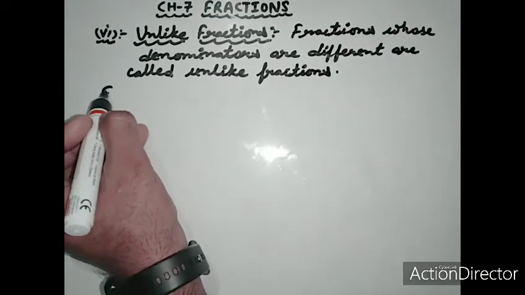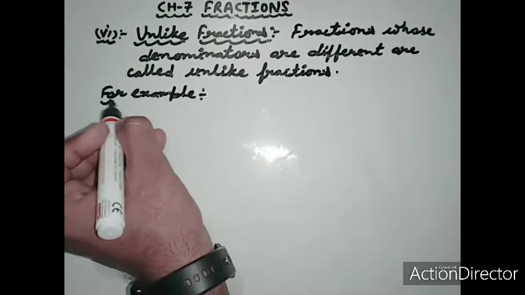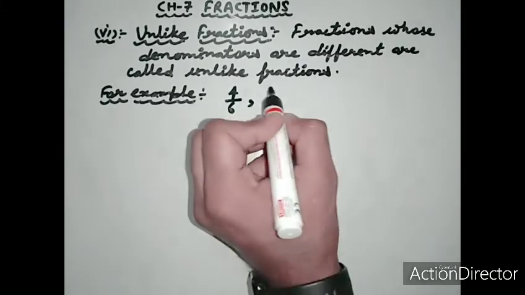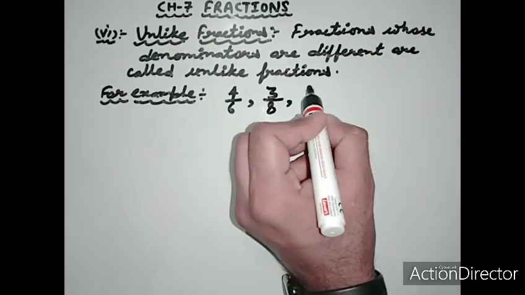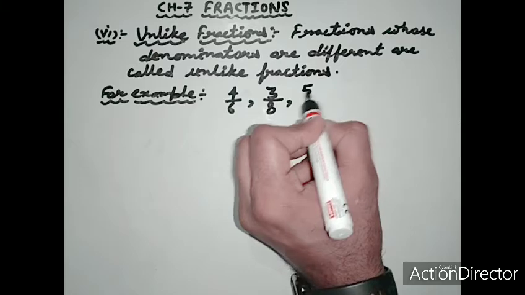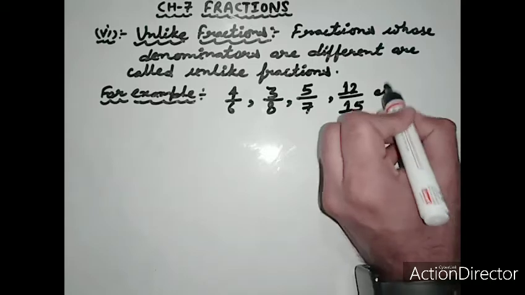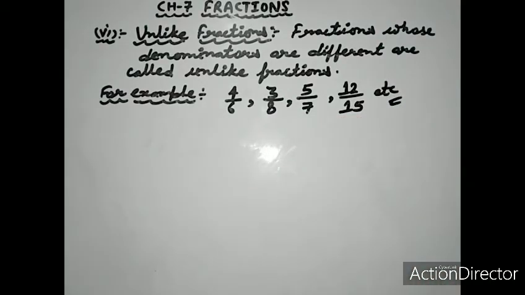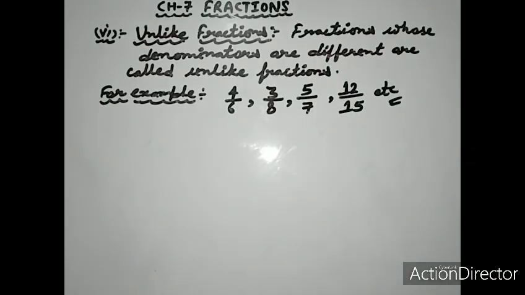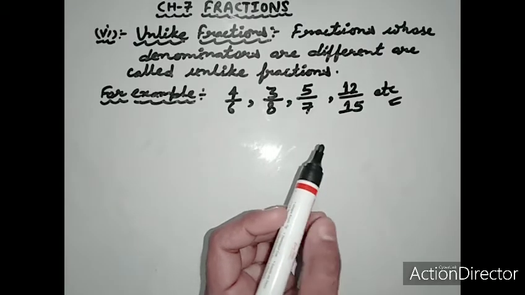Here we write some examples. We take another set of numbers, like 4 upon 6, 3 upon 8, 5 upon 7, 12 upon 15, etc. These fractions all have different denominators. So we say that these types of fractions are known as unlike fractions.